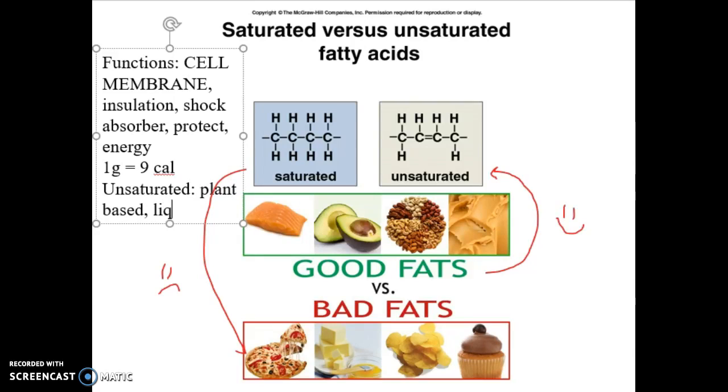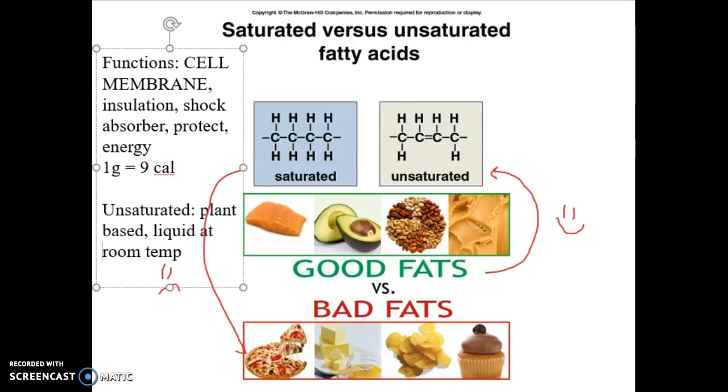And these are usually liquid at room temperature. That's an easy way to look at a fat and say, oh, is that saturated or unsaturated? So room temperature liquid. Think about oils. Saturated fats tend to be animal-based, and they tend to be solid at room temperature. Okay, so they solidify. Think about butter. Think about Crisco. Think about grease. Those are saturated fats. Right?